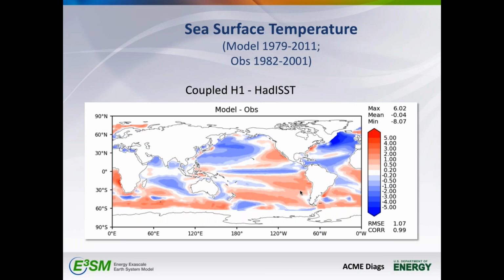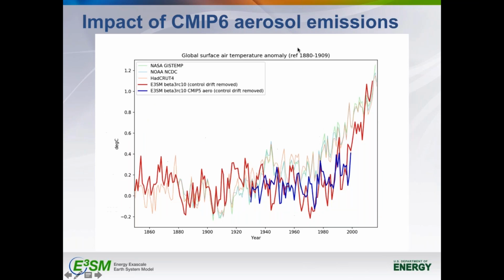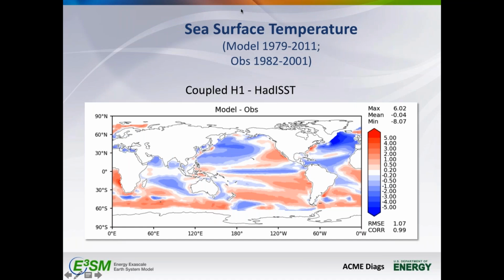Now, most of the figures I show you from now on are figures from the historical simulation. And this is the sea surface temperature bias compared to the observation. The model is 1979 to 2001, so this is the later part of the historical simulation, compared to observation. Not exactly the same period. This is something we'll have to fix in future versions, but a comparable period.